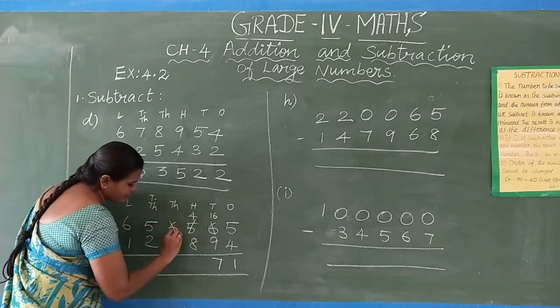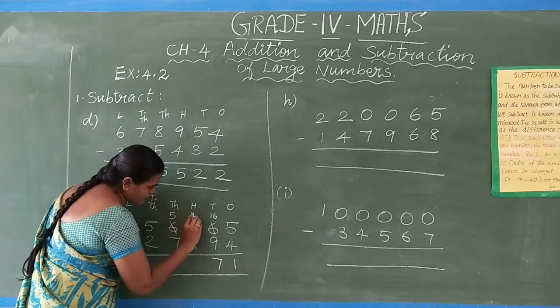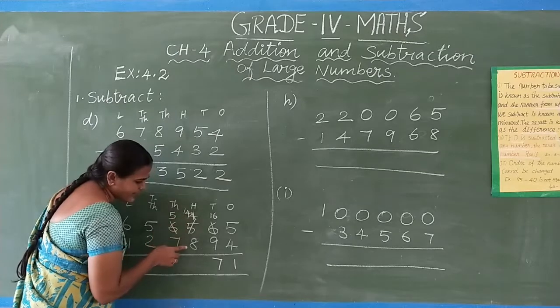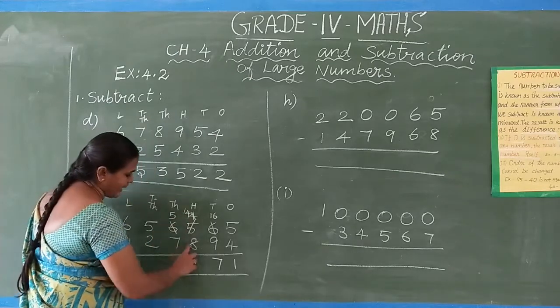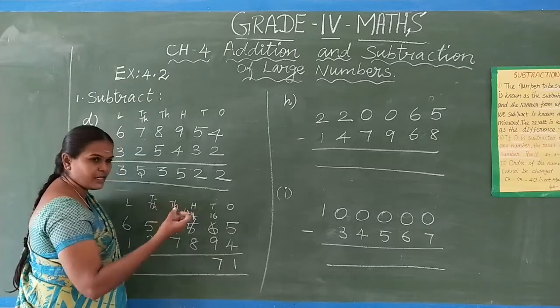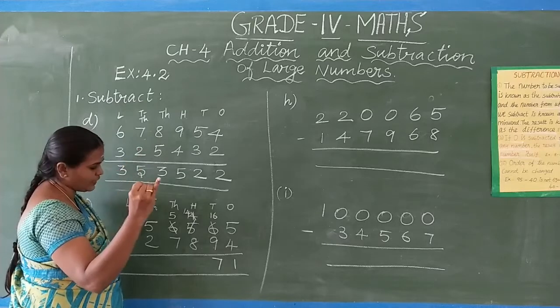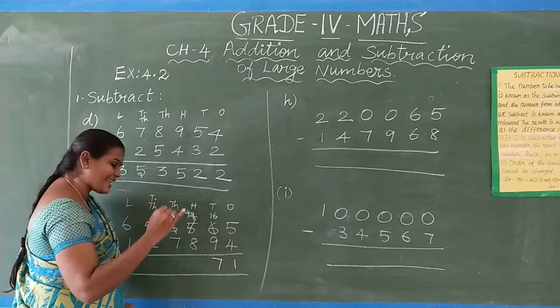Borrow. Here 6 changed into 5. Now borrow means 4 changed into 14. Now 14 minus 8. 8 after, you have to count from 14. 8 after 9, 10, 11, 12, 13, 14. So your answer is 6.